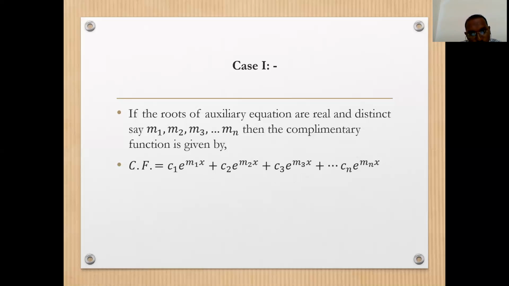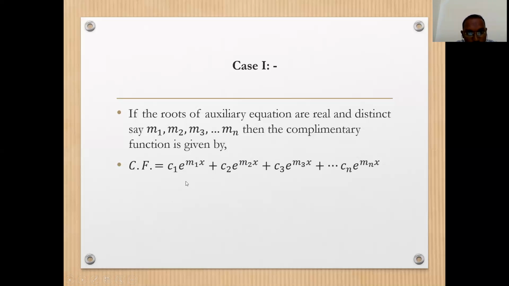If the roots of the given auxiliary equation are 1, 2, 3, then the complementary function can be written as c1 e raised to the first root. Suppose m1 is 1, m2 is 2, m3 is 3, because we have obtained the three roots. So assume m1 as 1, m2 as 2, m3 as 3.